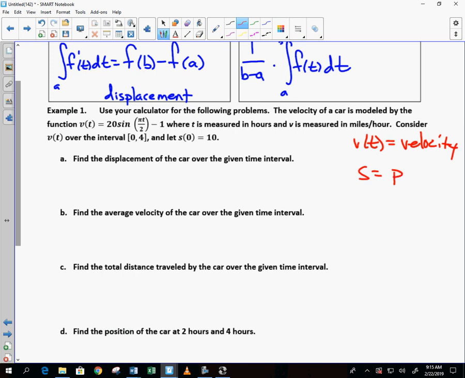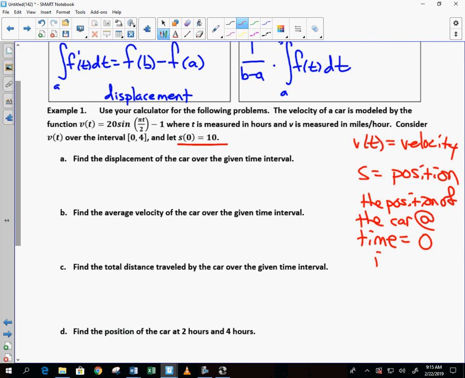S equals the position. So this piece here, s of 0 is equal to 10. What that means is that the position of the car at time equals 0 is 10 miles.